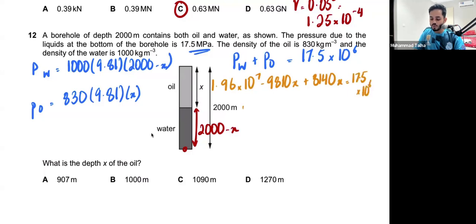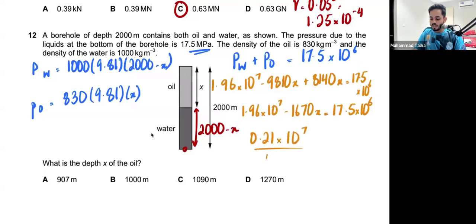So just solving a bit more. Minus 9810 plus 8140 is minus 1670, times X equals this value. Then I just subtract. This is really 1.96 minus 1.75 into 10 to the 7, so this is 0.21 into 10 to the 7, and to solve for X, I'll just divide by 1670.